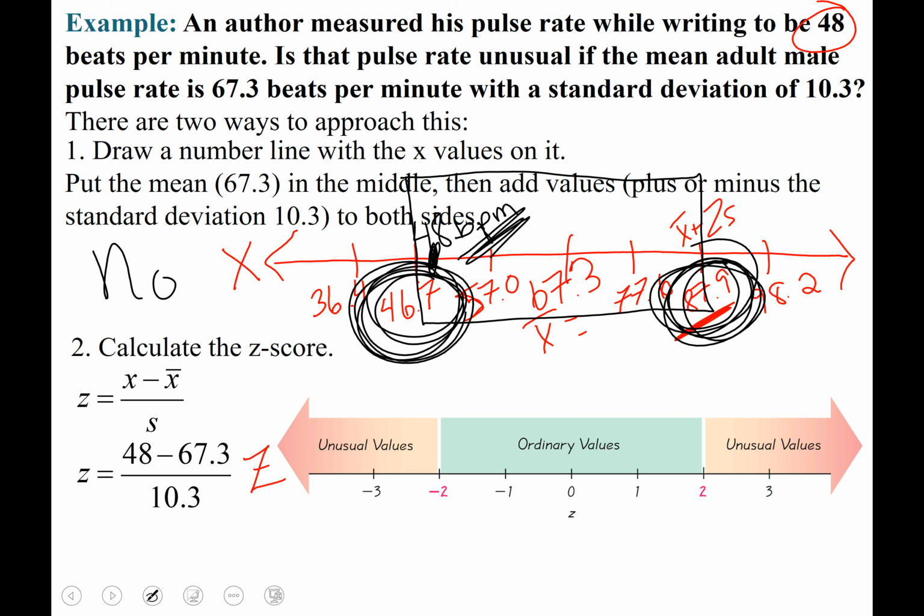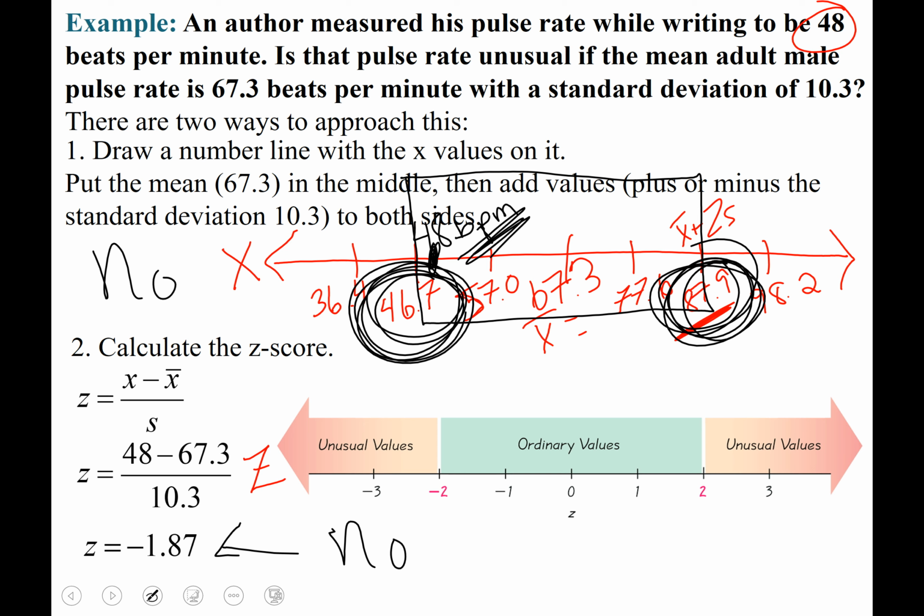Okay, type that in your calculator carefully. Make sure you put your numerator in parentheses or hit enter after you type in the numerator to follow the order of operations before division. And if you type that in correctly, you should get -1.87. Okay, -1.87 is a number between +2 and -2, so we immediately know that that value is not unusual.